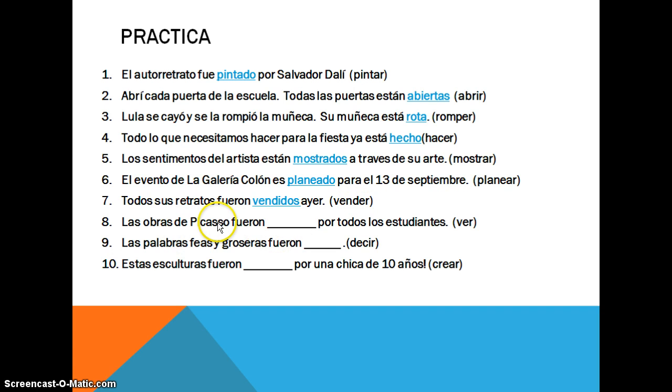Las obras de Picasso, so Picasso's works were seen by all of the students. So las obras de Picasso fueron, visto would be my original, but since it's plural and feminine, it's going to be vistas. Las palabras feas y groseros fueron said. So the ugly and mean words were said. It's very poetic, that sentence, I think. So what was said? These things right here, the dirty words that are plural and feminine. So dichas.